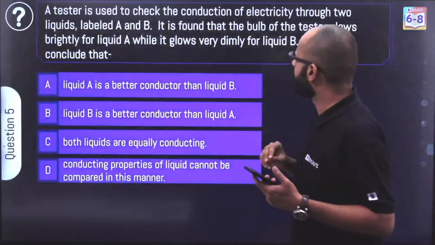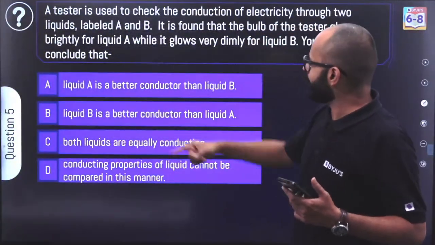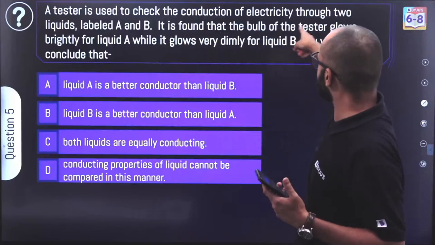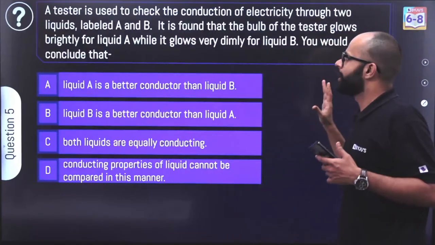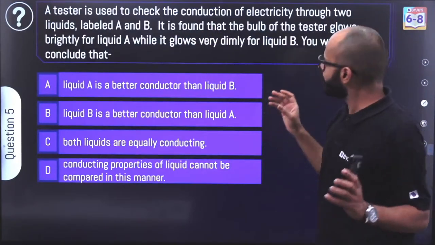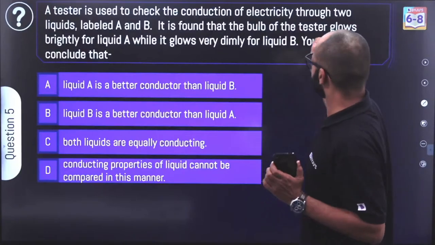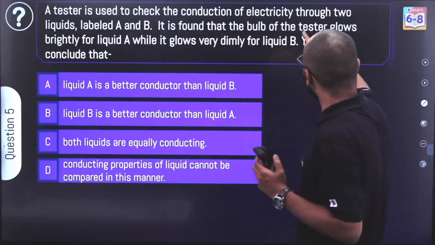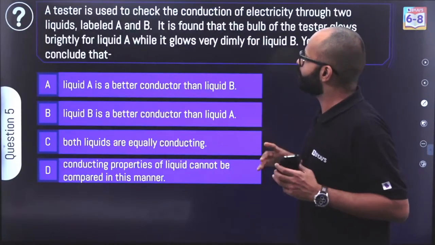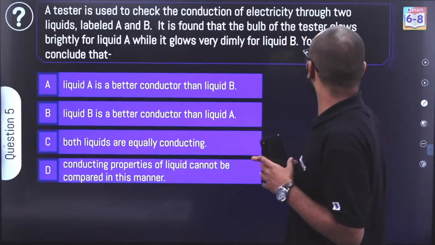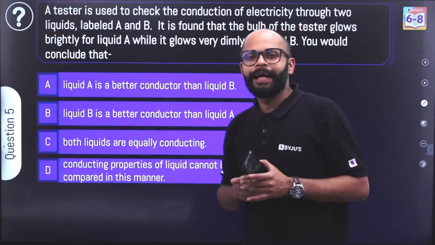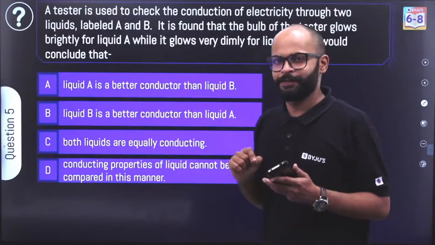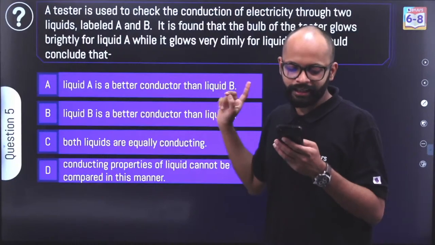Come on, guys. A tester is used to check the conduction of electricity through two liquids. We used a tester to check the conduction of electricity through two liquids, A and B. It is found that the bulb of the tester glows brightly for liquid A while it glows very dimly for liquid B. How many of you remember that we have done this question?